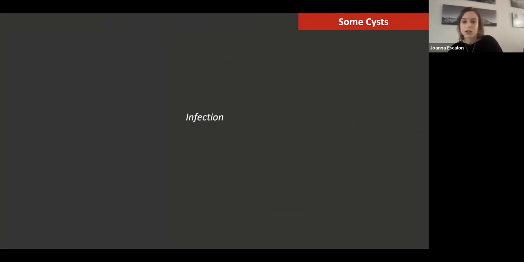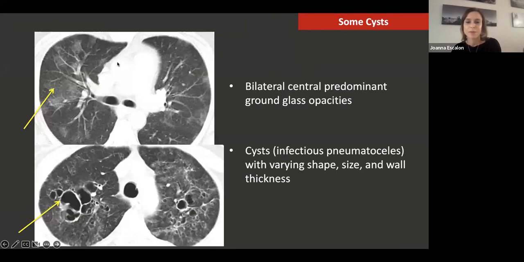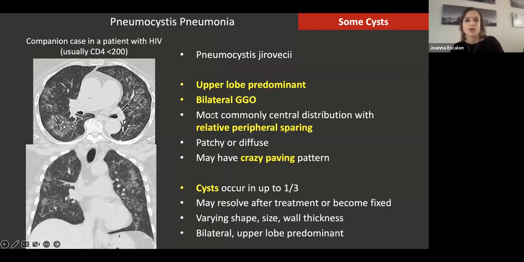So moving on to infection, which can also cause cysts. So here we have a case with ground glass on the initial imaging, and then they develop these cysts later on. I'll give you all a clue. They have HIV and a CD4 count less than 200. Again, we have bilateral central predominant ground glass opacities that then later develop cysts, in this case, infectious pneumatoceles with varying shape, size, and wall thickness. This is pneumocystis pneumonia.